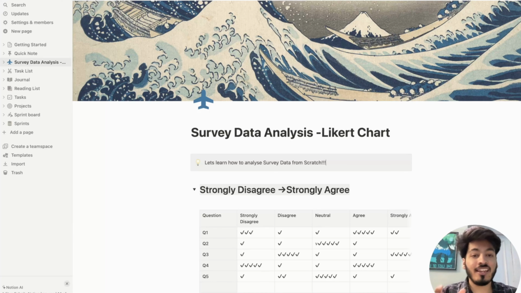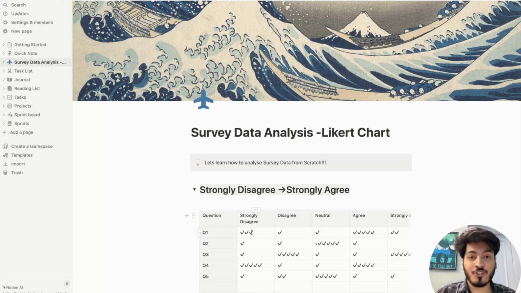Whenever we are analyzing survey data, this is just a draft I have made here. You can see there is a variety of questions, question 1 to question 5. Different questions are asked to different people, and they have responded from strongly disagree to strongly agree, and each tick represents how many respondents there are. If you want to represent this kind of data in a particular chart, that might be tricky.